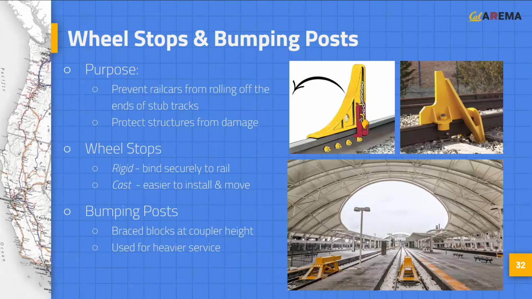The purpose of wheel stops and bumping posts is to prevent rail cars from rolling off the ends of subtracks and to protect structures from damage. Wheel stops can be classified as rigid, which bind securely to the rail, or cast, which are easier to install and move. Bumping posts are braced blocks at coupler height and are used for heavier service, such as in passenger stations.